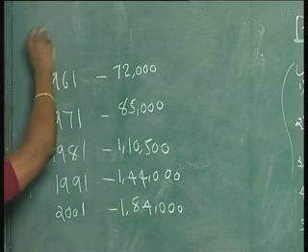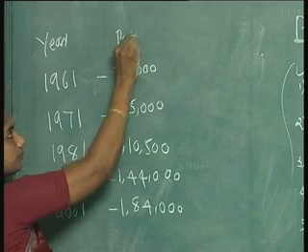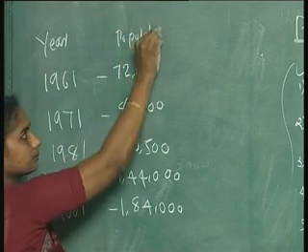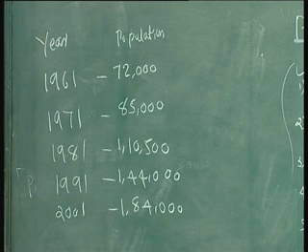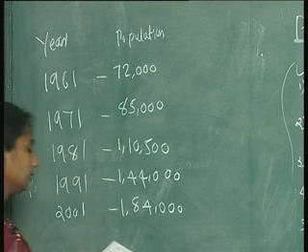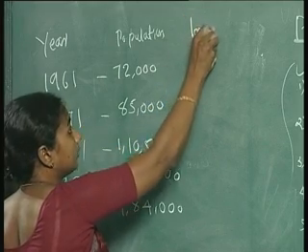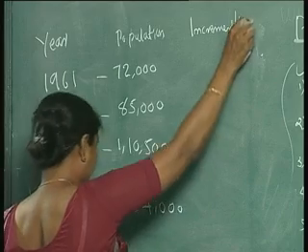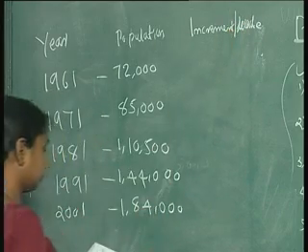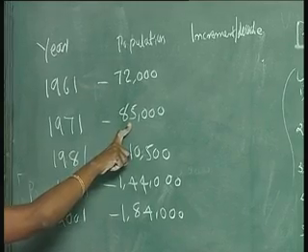Okay, this is the year and this is the population. All this data we are getting from the census, and we can find out what is the increment per decade. Here it is 72,000 and here it is 85,000.